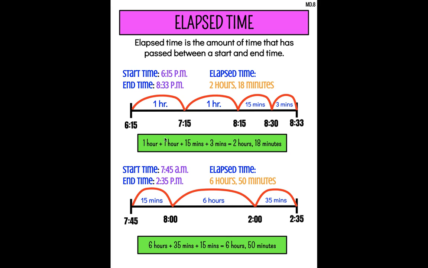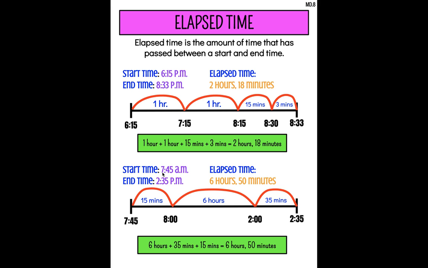So 1 hour plus 1 hour plus 15 minutes plus 3 minutes gives me 2 hours and 18 minutes. So you can see your start time was 6:15, your end time was 8:33, and you had to figure out how long was between that. Your elapsed time was 2 hours and 18 minutes.